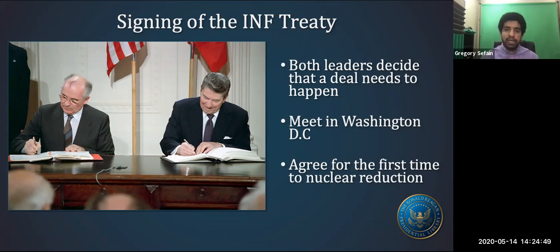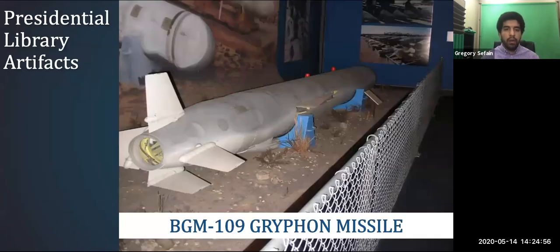And to give you guys an idea, we have at the Ronald Reagan Presidential Library an example of one of those missiles. This is the BGM-109 Griffin missile. And it was a ground-launched cruise missile that was developed by the United States Air Force. And this was one of the missiles that was deemed to be destroyed under the INF Treaty.